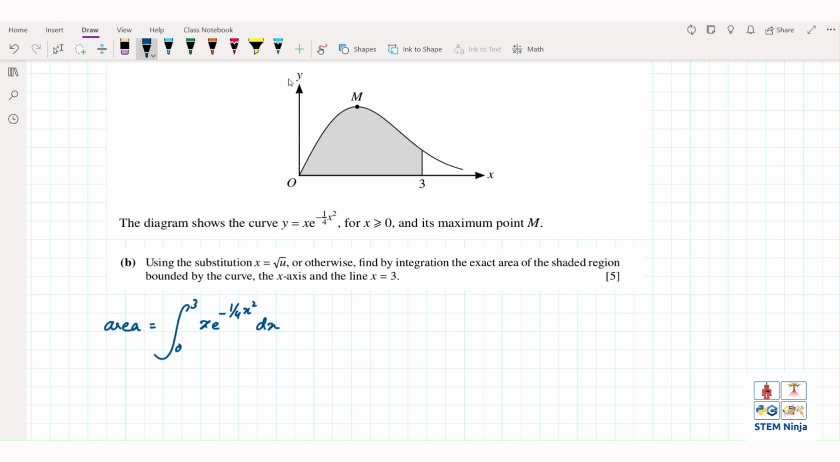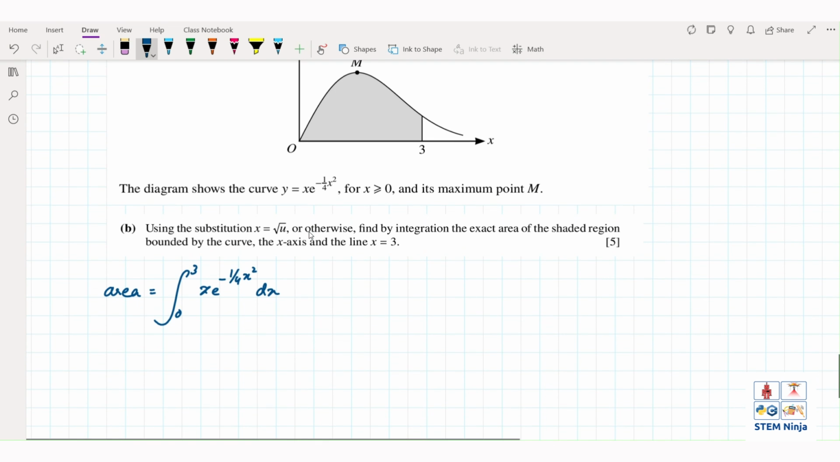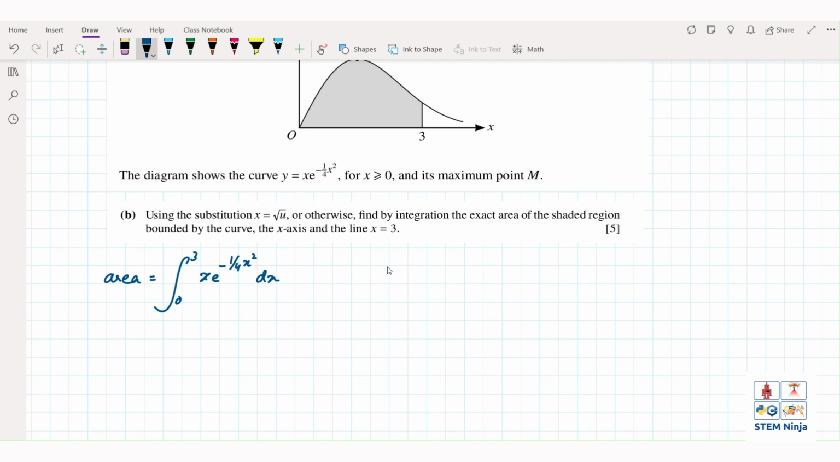Now, let's see how to integrate this. So they have already given us a clue what to do over here. If x is root u, that means u will be equal to x squared. So that means du over dx will be 2x. So du will be 2x dx simply.